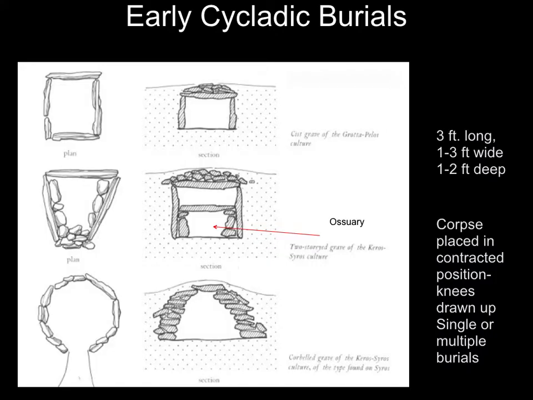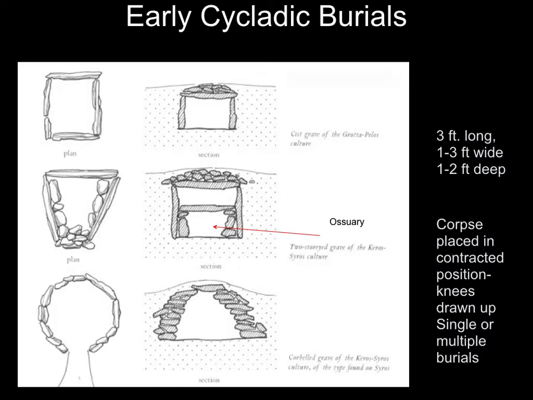The Cyclades are known primarily for their tombs, and the basic tomb is something called the cyst, and you can see a couple of examples here. It's basically a pit dug into the ground. It's lined with stones on the sides, and you can make out from the plans there. The exact shape varies, but they're usually trapezoidal in shape.